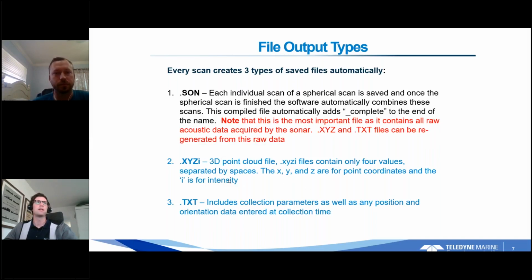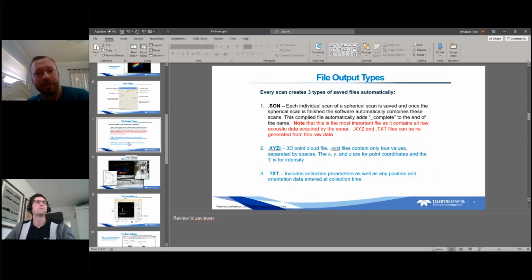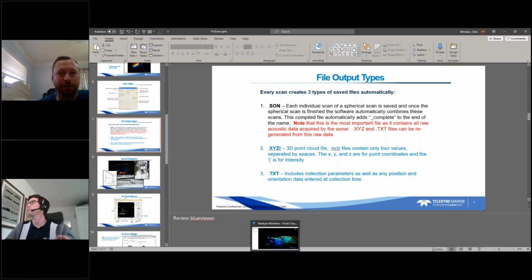And then XYZI is really what people ultimately want as their deliverable. This is the actual point cloud file. Standard format, it's not Blueview or Teledyne proprietary. It's a format accepted by many post-processing software or survey software packages, with just simply an X, Y, and a Z position, and the I is for intensity. So just the intensity of that return, or the intensity of that point, rather. So pretty basic file.